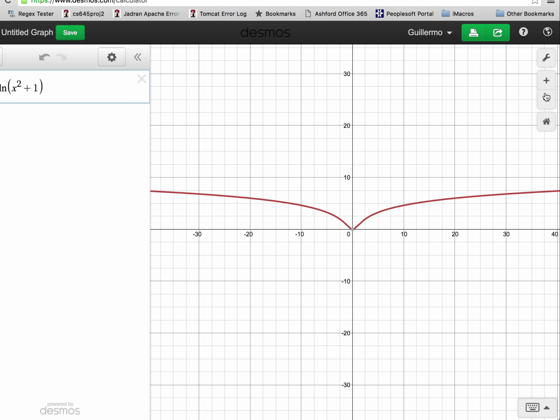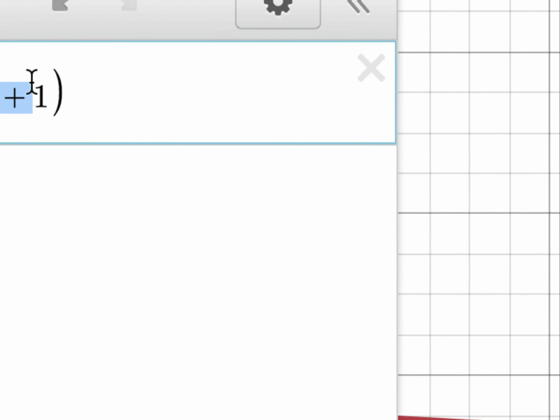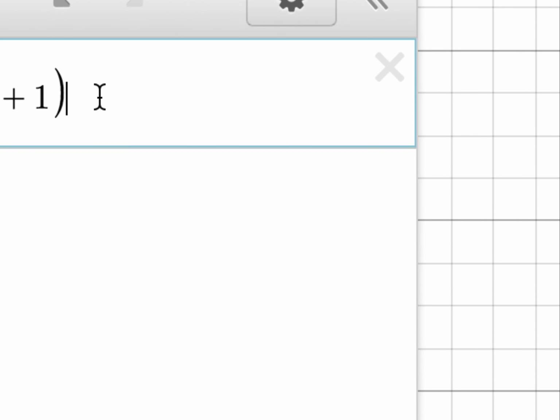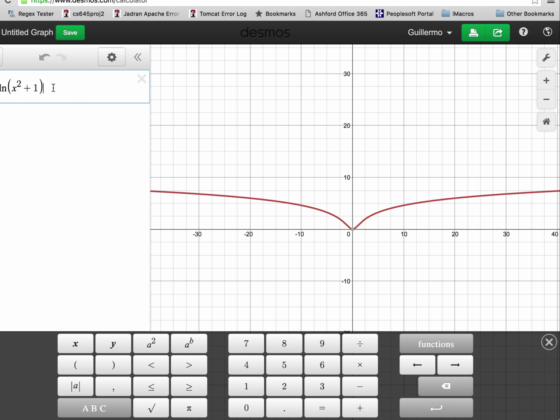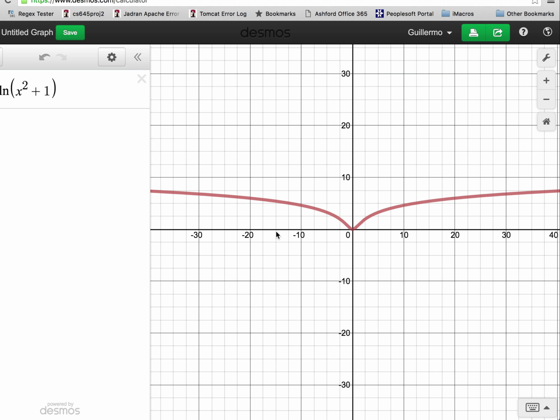All right, so questions? What about? Oh, it's x squared plus 1. No, it is plus 1. It looks like a minus 1 on the projector. But it is a plus. Look. Okay. Projector mode.